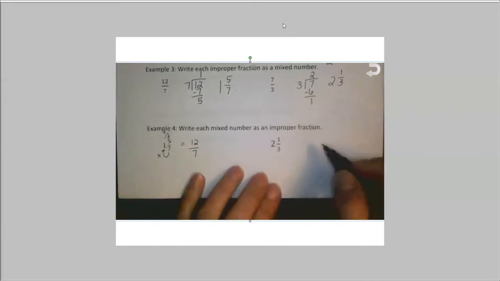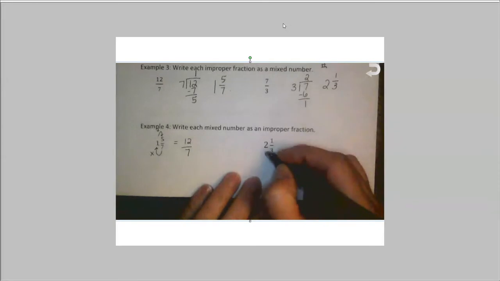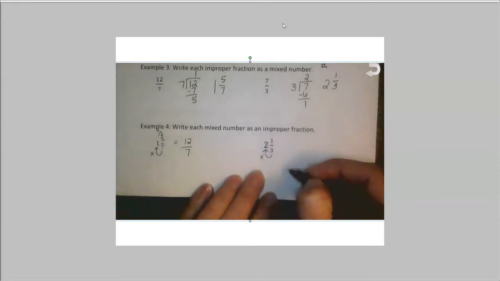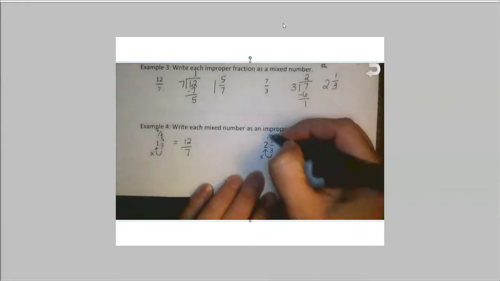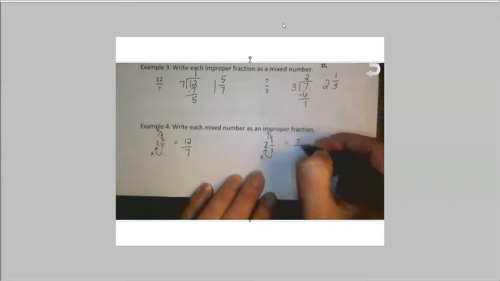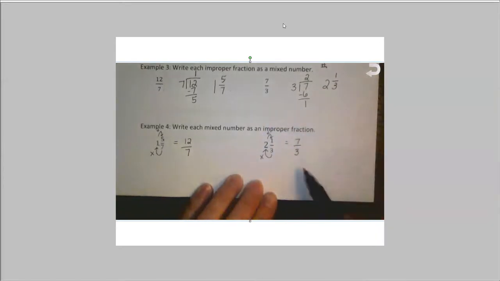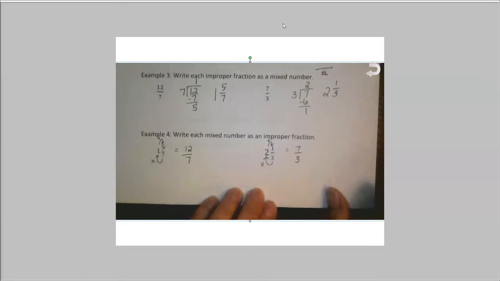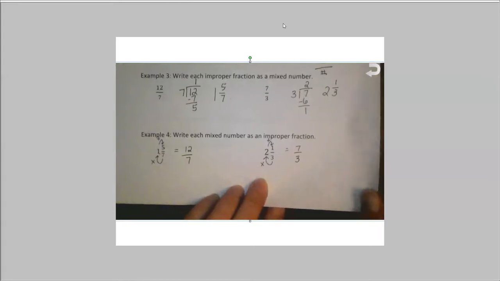So let me do that example one more time. 3 times 2 is 6, plus 1 is 7, and you keep the same denominator. So 2 1/3 is the same as 7/3. So be able to go from an improper fraction to a mixed number, and then from a mixed number to an improper fraction.